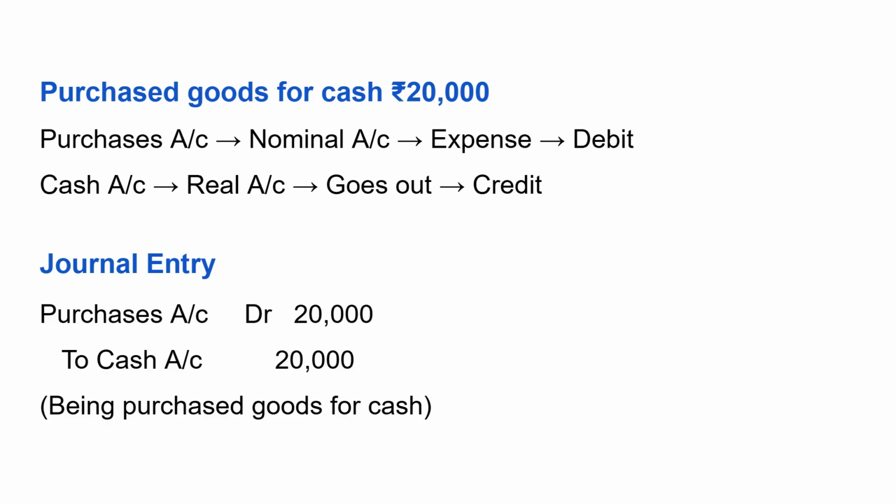And the narration is: being purchased goods for cash. Goods are purchased for resale. That is an expense, so debit expenses. And cash goes out, so we credit the cash.